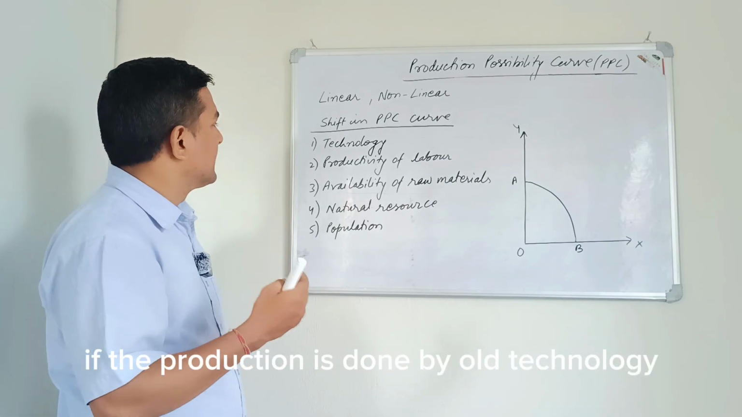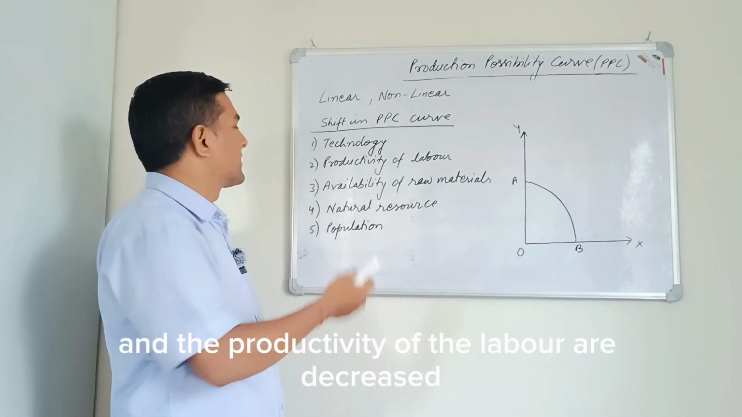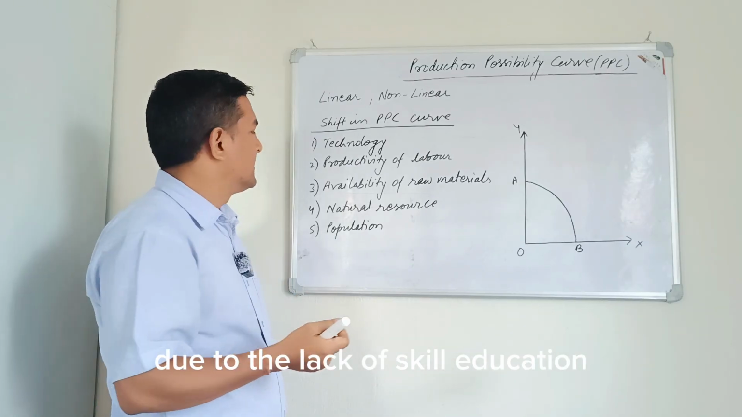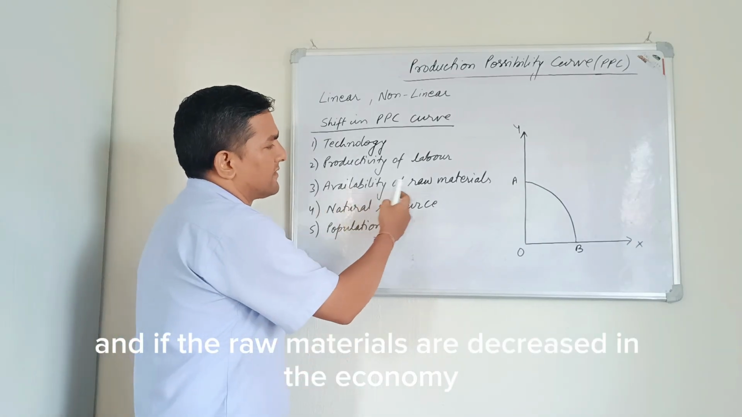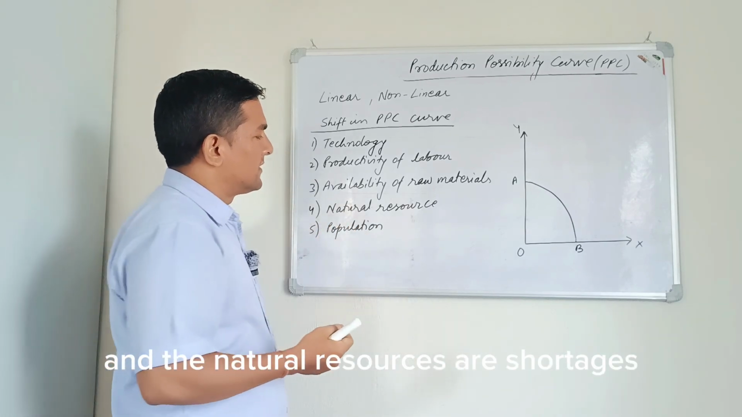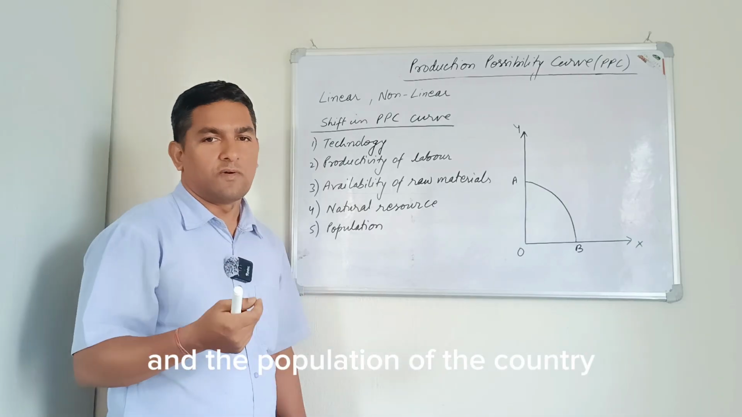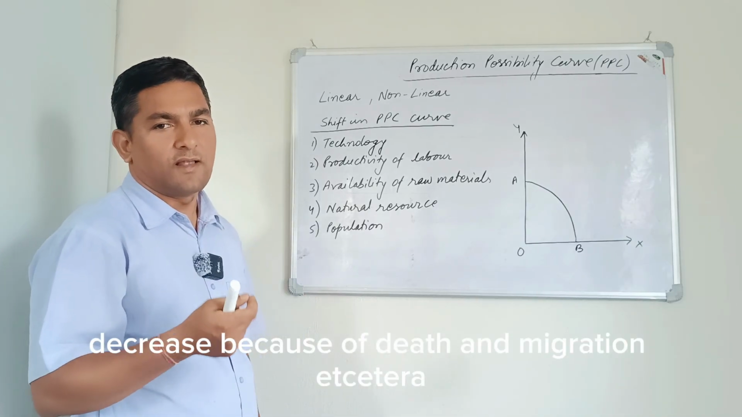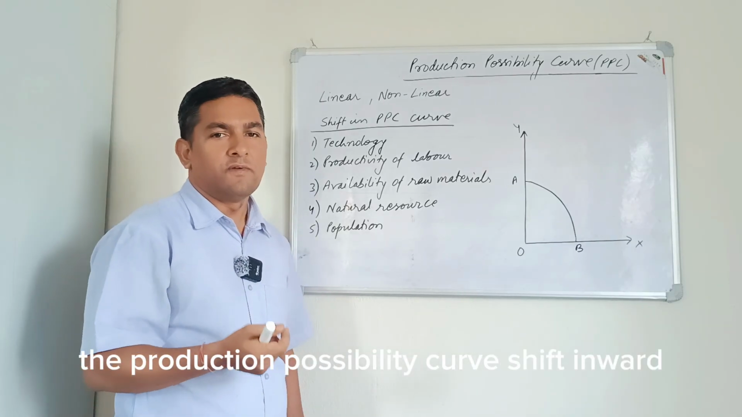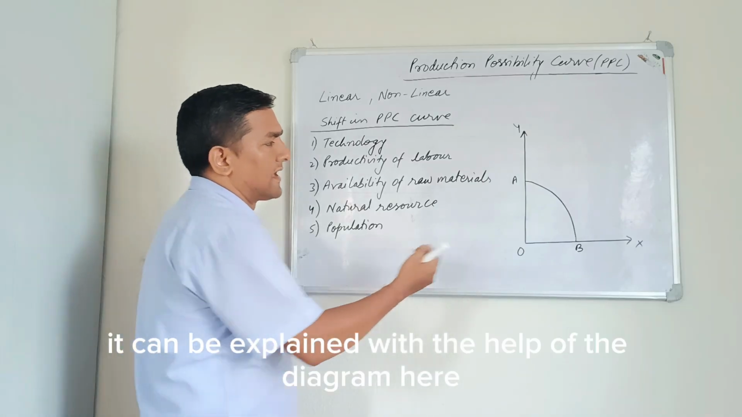On the other hand, if the production is done by old technology and the productivity of the labor decreased due to the lack of skill, education, and if the raw materials are decreased in the economy and the natural resources are in shortage in the economy, and the population of the country decreased because of death and migration, etc., because of all these reasons, the production possibility curve shifts inward. It can be explained with the help of the diagram.